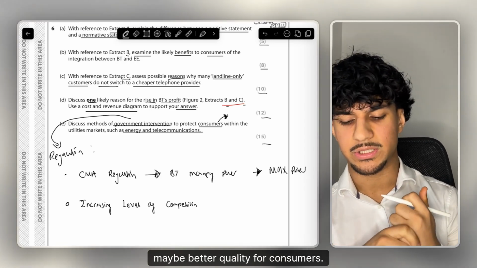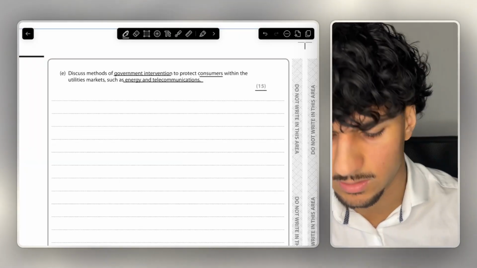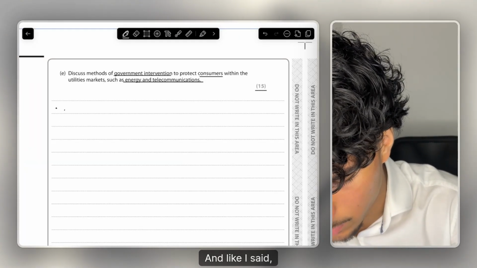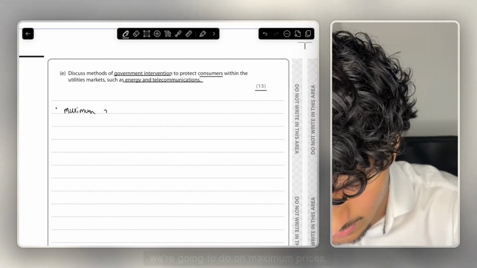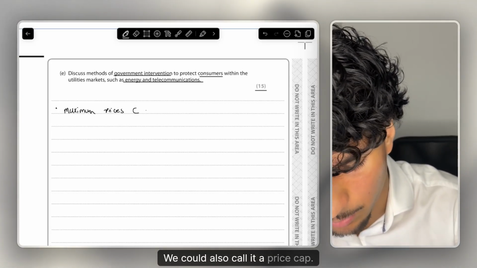maybe better quality for consumers. But now let's go into depth with these paragraphs and let's see how I would write these out. Let's get started on this first paragraph. And like I said, we're going to do it on maximum prices. And what else can we call a maximum price in terms of energy markets? We could also call it a price cap.